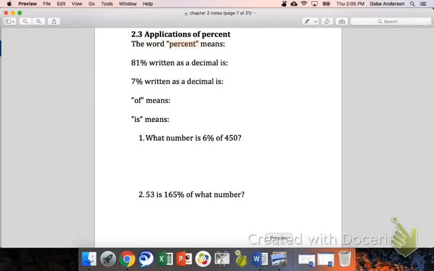This is the intro video for Algebra 1, Section 2.3. And in this video we're going to be looking at percent. Percent is a very common word, but we're going to start off by looking at what it means.